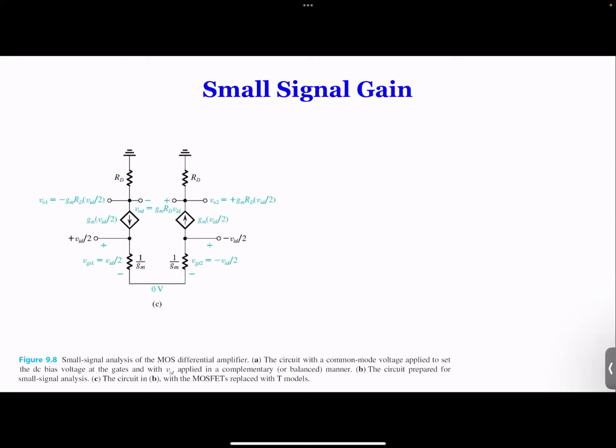The other day I illustrated how to convert a pi model into a T model, but when you have a T model equivalent circuit, it's very easy to calculate the different input and output voltages. For example, in this case, I will redraw the circuit, so that we all understand what we are talking about. And in fact, if we use the T model, we don't need the virtual ground at all.